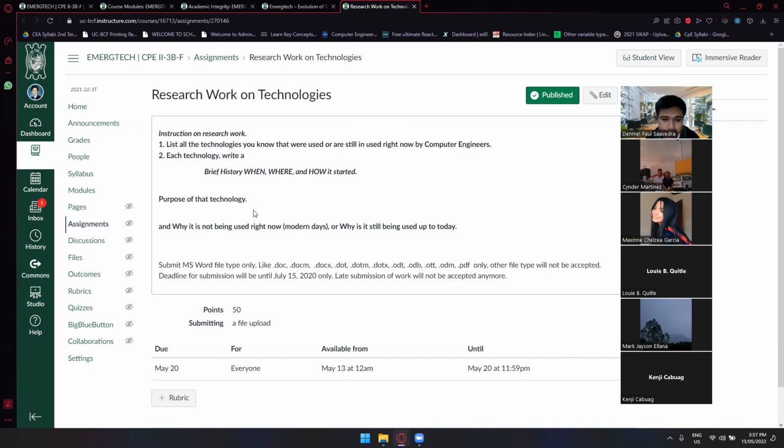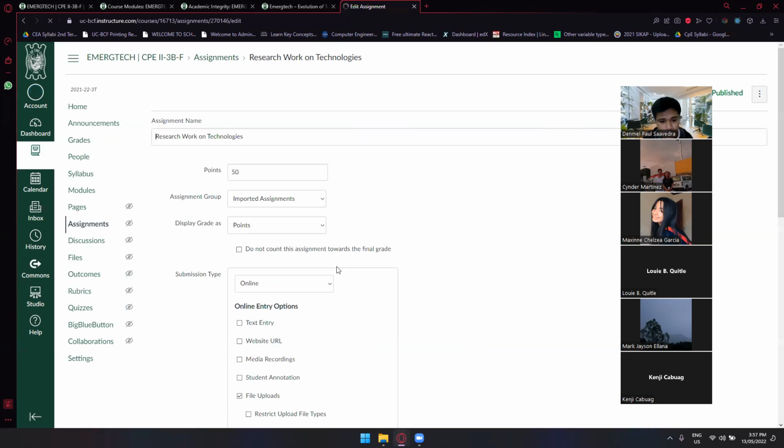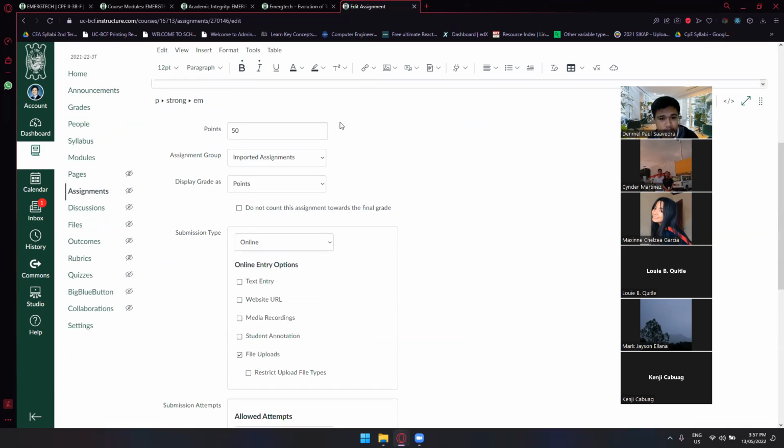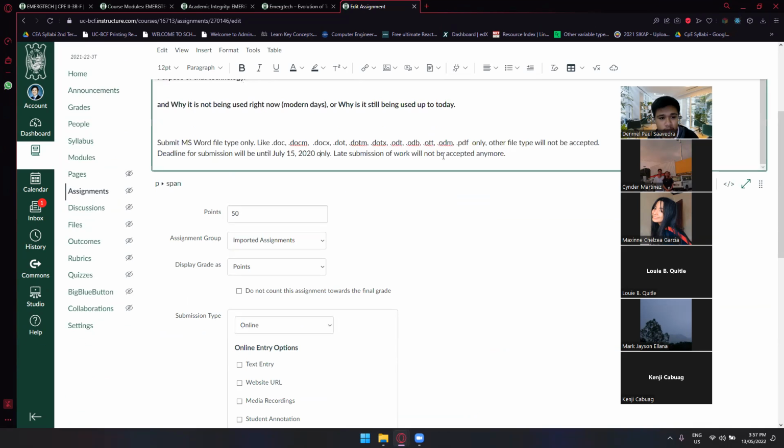So just do that one on Microsoft Word and then submit it right here. This one is incorrect, let me just remove this one. This one is not July 15, 2023.